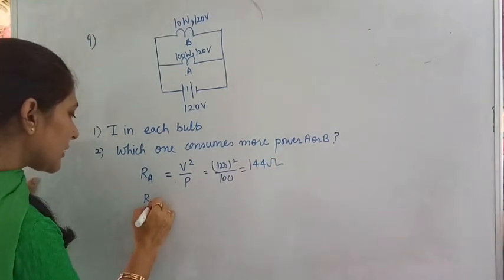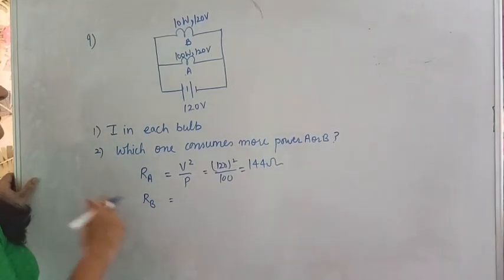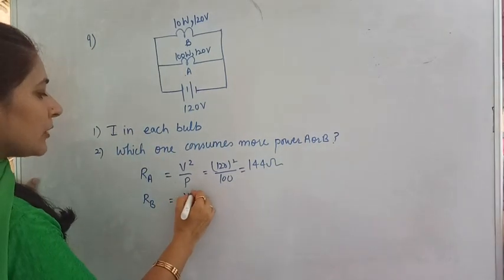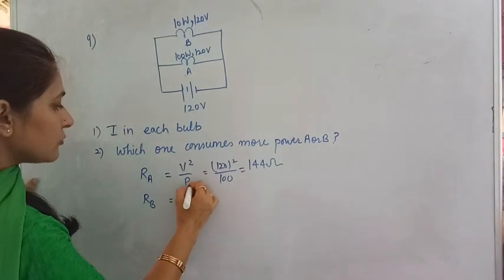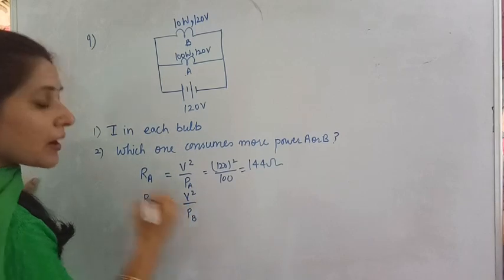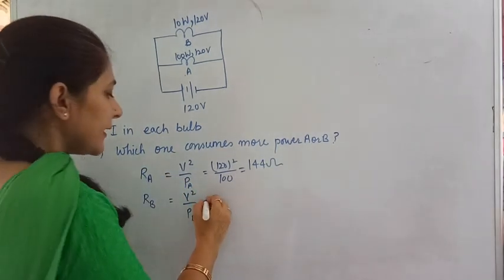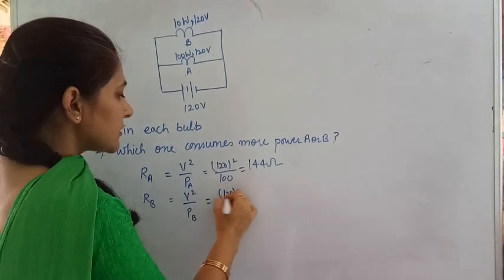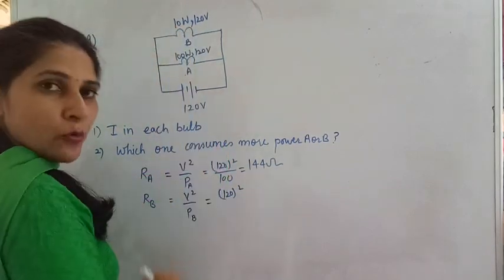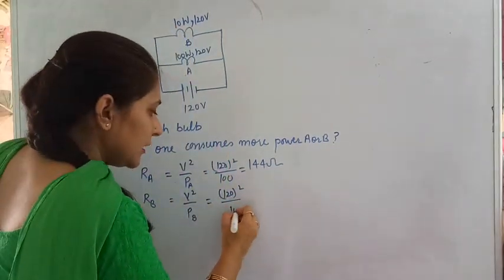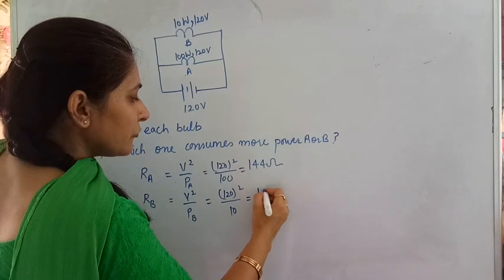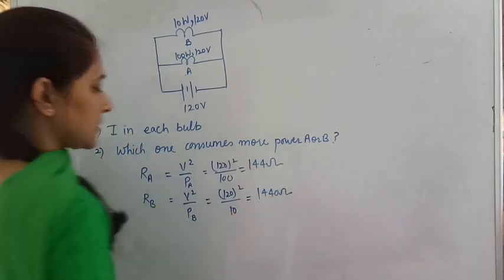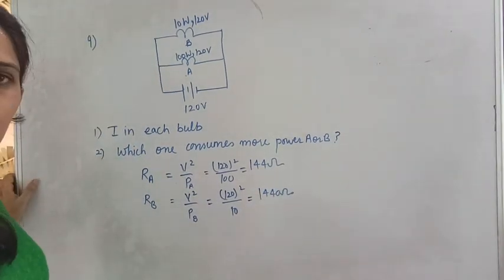Similarly, we are going to calculate the resistance for the second one, that is RB. Here again the formula is the same, V square upon P. There we used power for A, here we are using power for B. Then it will be again 120 square, and power for B is now 10 watt. That will be 1440 ohms. Now we have calculated resistance for both of these.